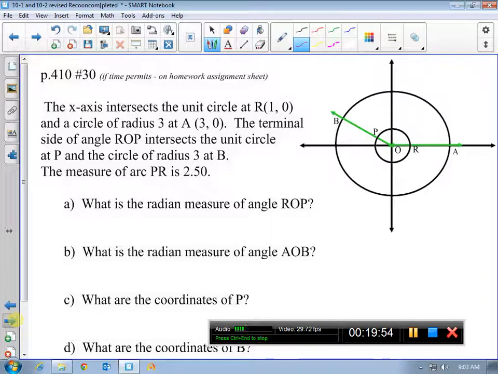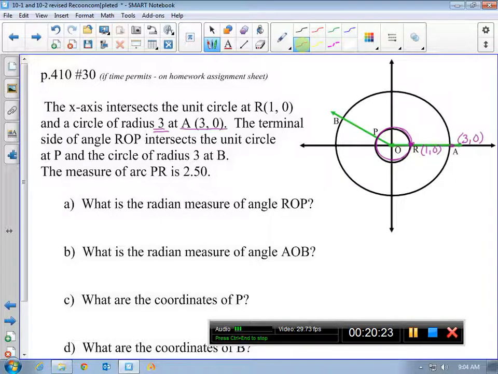x-axis intersects the unit circle R at 1, 0. So here's a unit circle, and R has the coordinates 1, 0. This is a unit circle. And a circle of radius 3 at point A, 3, 0. Okay, so over here, 3, 0. So we know the radius of this bigger circle is 3.